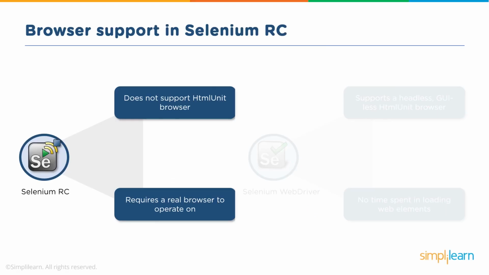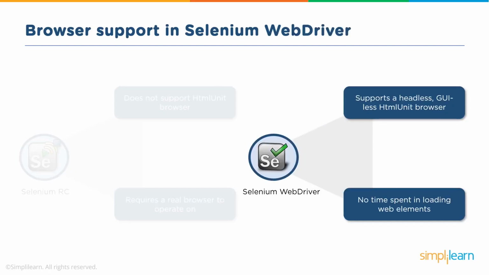Another difference is the browser support. Though both RC and WebDriver support multiple browsers, RC does not have support for HTMLUnit, which is a headless browser, whereas WebDriver supports testing on a headless browser. Now, what is this headless browser? A headless browser is a browser which does not have a UI. It makes testing much faster because it does not need a real browser for testing.